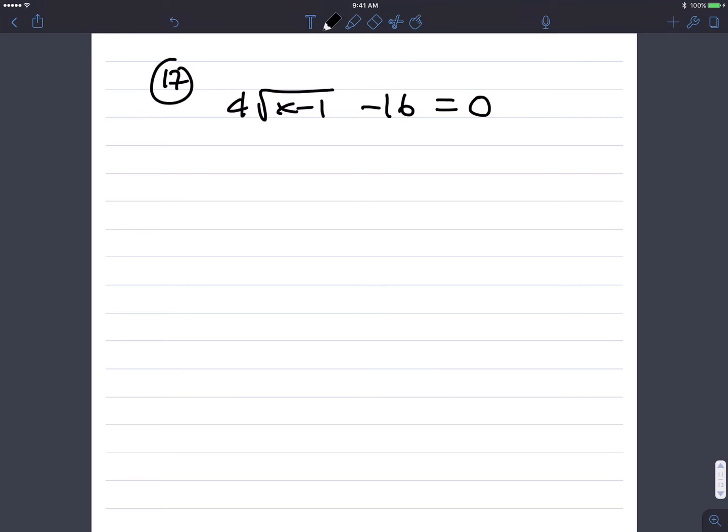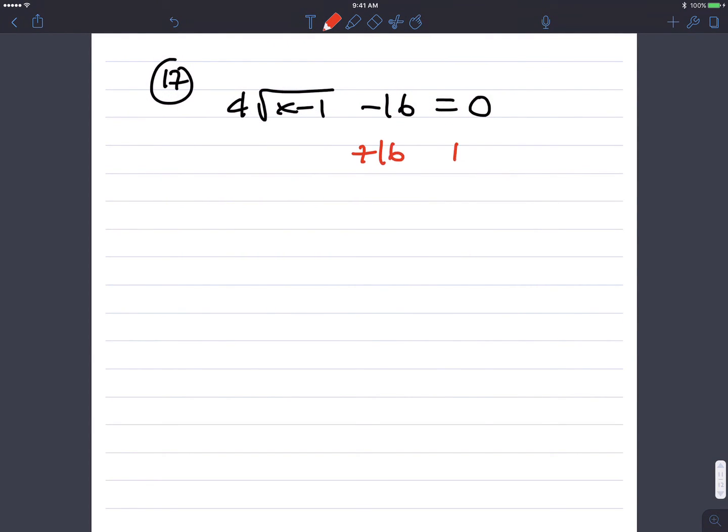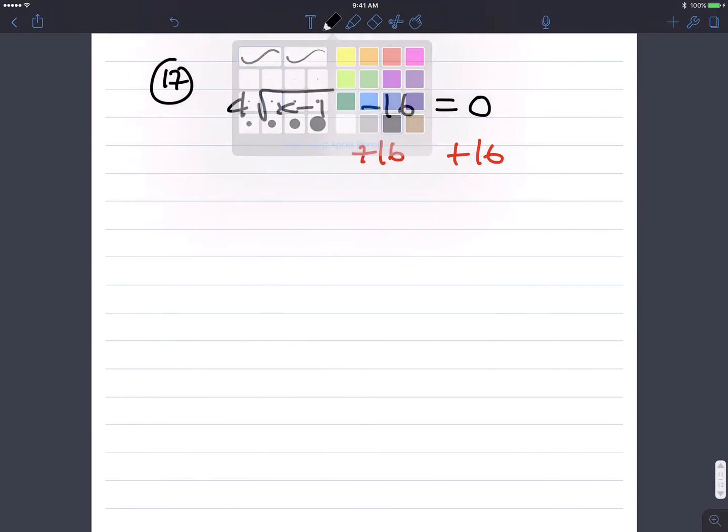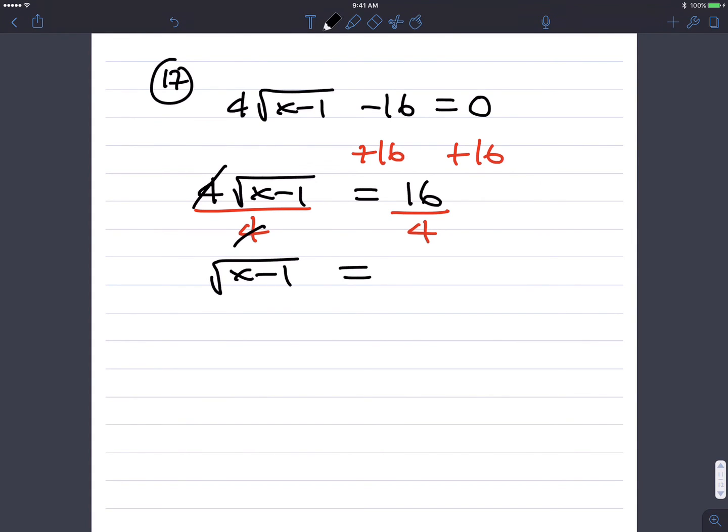We're going to have to solve for the radical here. Okay? And I'm going to point out another idea here. Let's note a couple of things. Well, first, solve for the radical. We're going to add 16 to both sides. Get 4 times the square root of x minus 1 is positive 16. Divide both sides by 4. So the square root of x minus 1 is 16 divided by 4, which is 4.